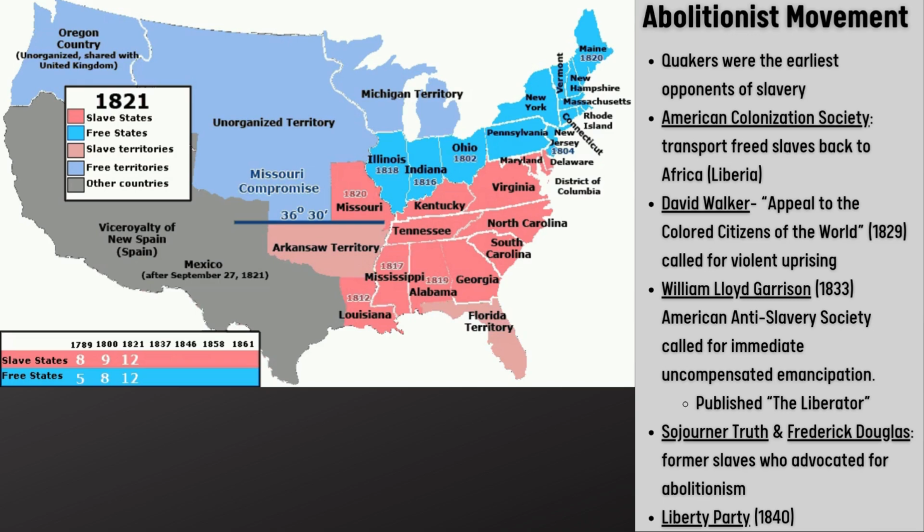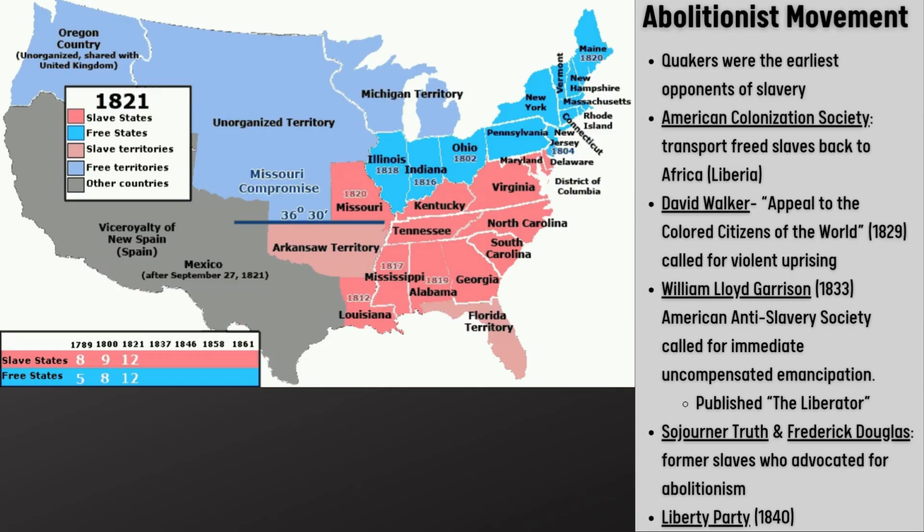David Walker, a key figure, penned Appeal to the Colored Citizens of the World in 1829, urging enslaved people to rise against their oppressors. His bold call for violent uprising shows the desperation and urgency felt by those fighting for freedom. William Lloyd Garrison was another prominent voice. Through the American Anti-Slavery Society, founded in 1833, he demanded immediate and uncompensated emancipation. His publication, The Liberator, was instrumental in spreading abolitionist ideas.